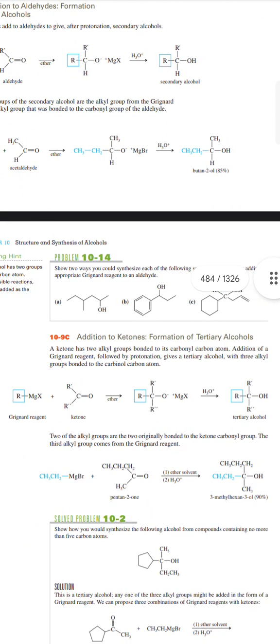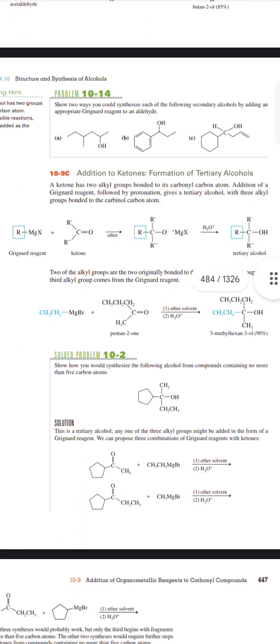Third is addition to ketones, formation of tertiary alcohols. A ketone has two alkyl groups bonded to its carbonyl carbon atom. Addition of Grignard reagent followed by protonation gives a tertiary alcohol with three groups bonded to the former carbonyl carbon atom. Two of the alkyl groups are the two originally bonded to the ketone carbonyl group. The third alkyl group comes from the Grignard reagent.